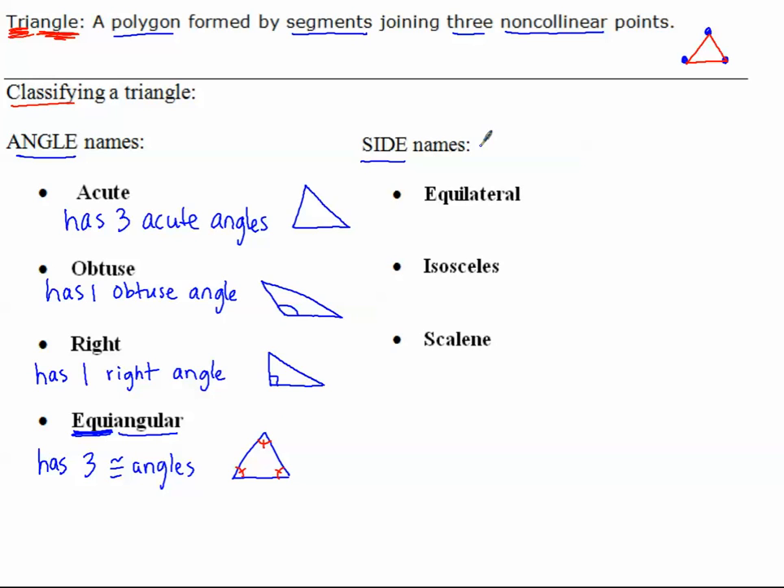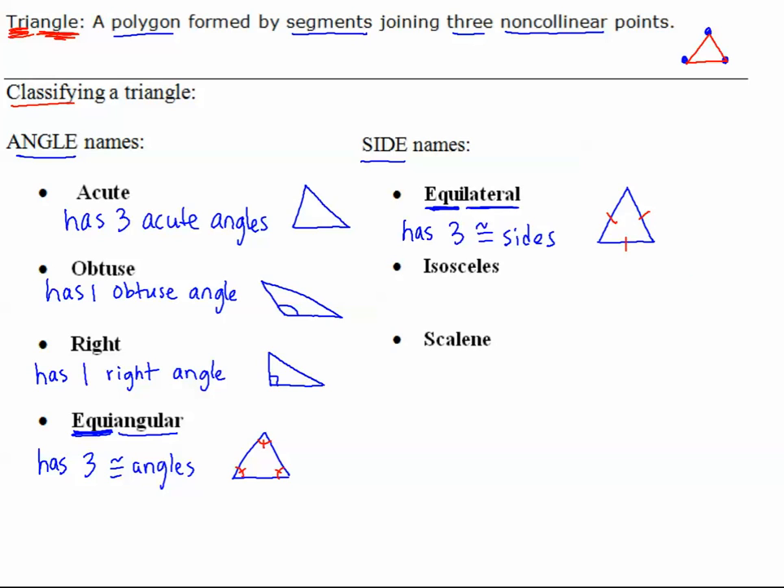Here's a review of how to classify them by their sides. Equilateral. Lateral refers to the sides. Equi again for equal. So equilateral has 3 congruent sides. And we can draw that, again, the sides all trying to look congruent, and put congruent marks through the sides.